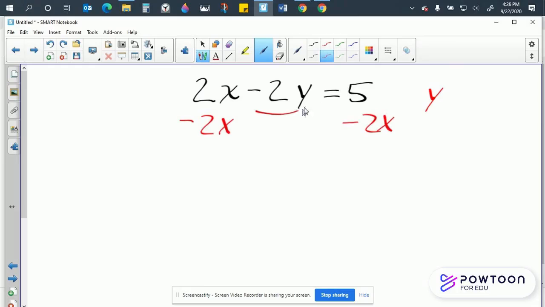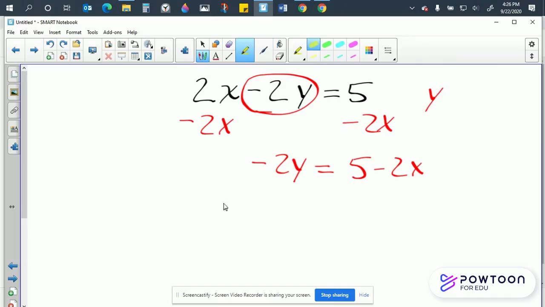And be careful here, because we're not left with just 2y, but we're left with negative 2y. Equals 5 minus 2x, because 5 and the 2x are different terms. So we leave it 5 minus 2x. Now we need to do the inverse of negative 2 times y, so we're going to divide both sides by negative 2.